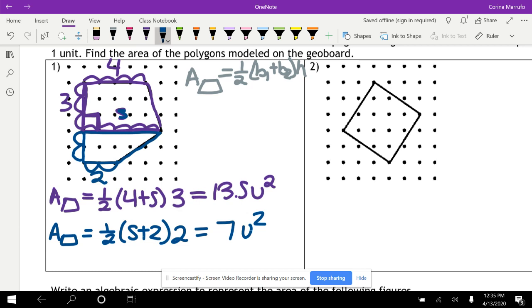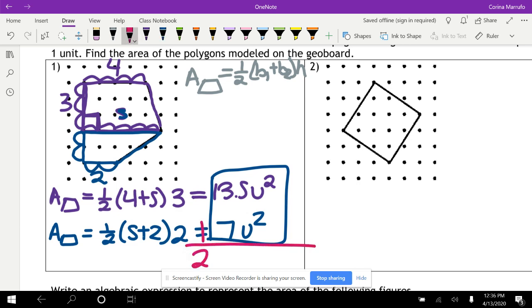So then from there, to find the total area of this figure, we're going to go ahead and take these two and we are going to add them together. So that ends up giving us 20.5 units squared, and that is the total area.